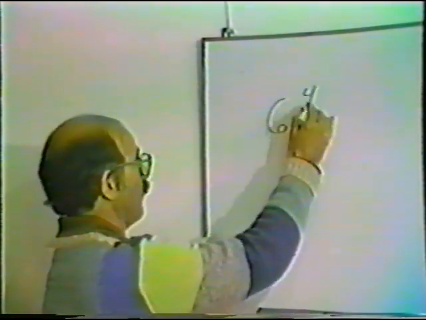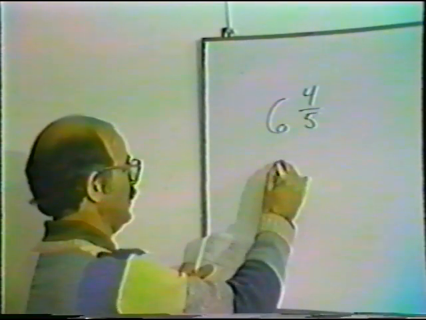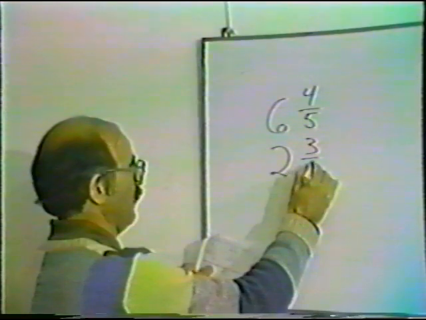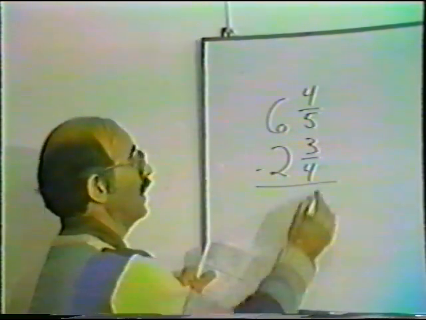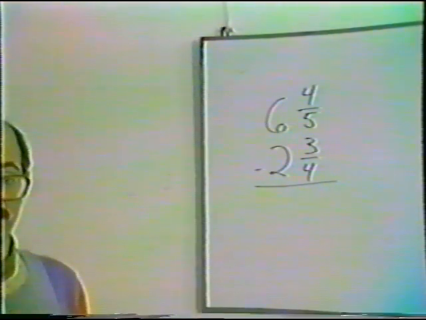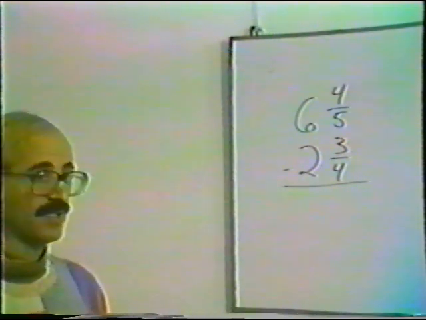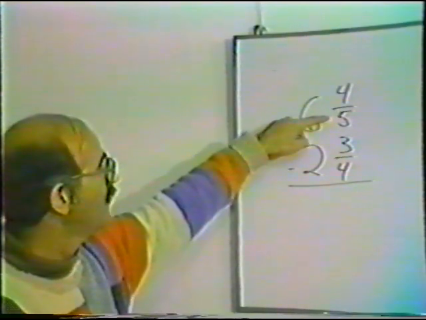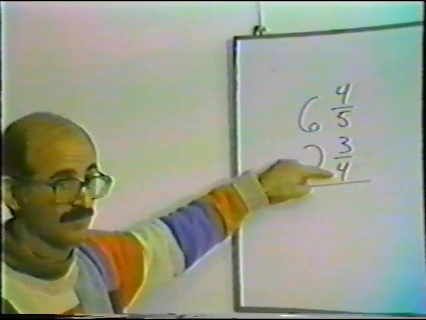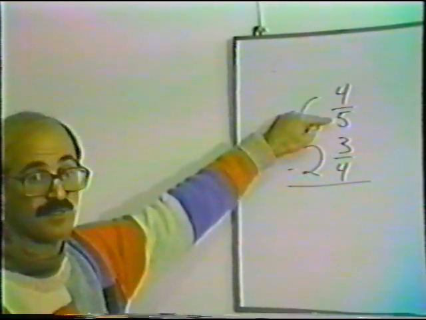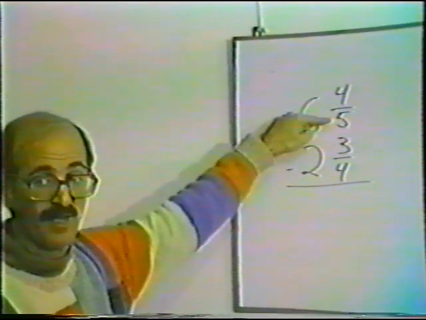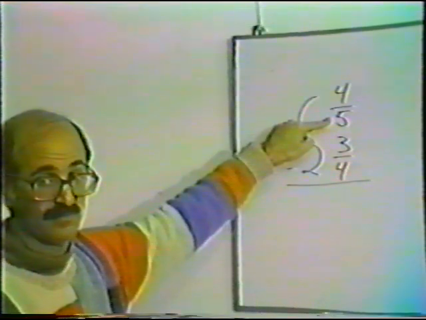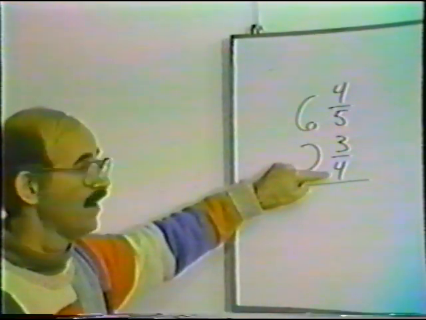6 and 4/5 take away 2 and 3/4. Like or unlike? Unlike. Which is the biggest bottom number? 5. Is 5 good for 4? No. 5 times 1 was no good. Let's try 5 times 2. 5 times 2 is? 10. Is 10 good for 4?